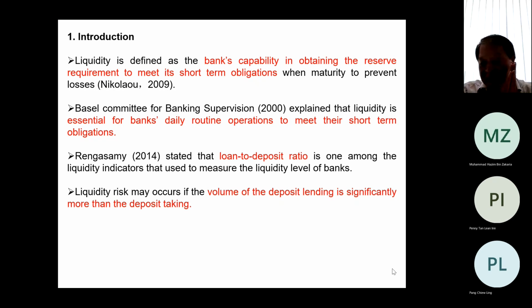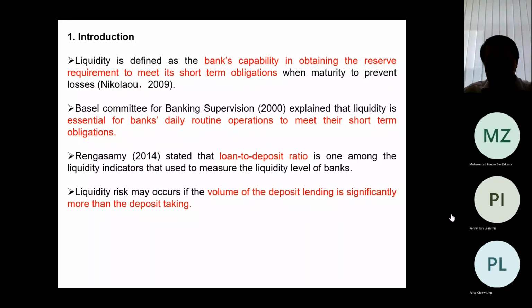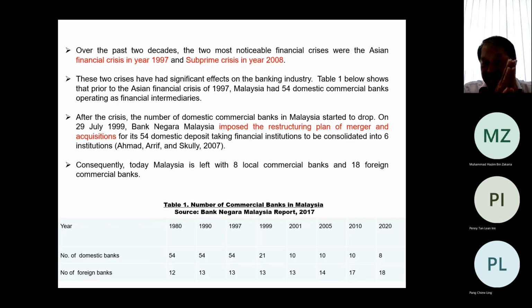Okay, so for this particular case here, according to this Ragasamy, they use the loan to deposit ratio as a measurement of liquidity. There are many methods to measure bank liquidity, but one of the methods they use is loan to deposit. Okay. And you can see the figure here.